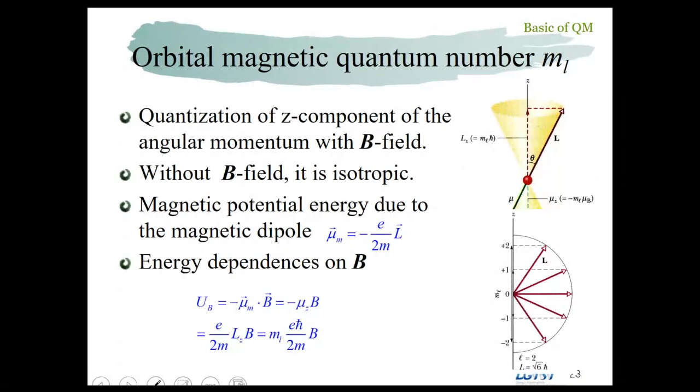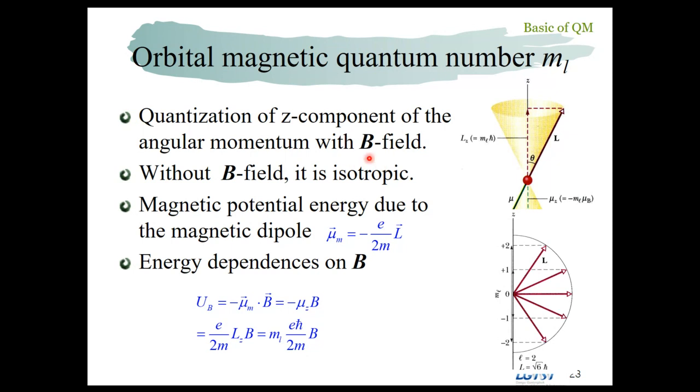And finally, there's another quantum number, the third quantum number, called the orbital magnetic quantum number, m. As you see here, if we have an angular motion of the electron, we can determine the angular momentum of such orbital motion. And if we apply some B field, before we apply the magnetic field, all directions are physically the same. So there is no distinguished direction. But when we apply the magnetic field, the symmetry of the system is broken.